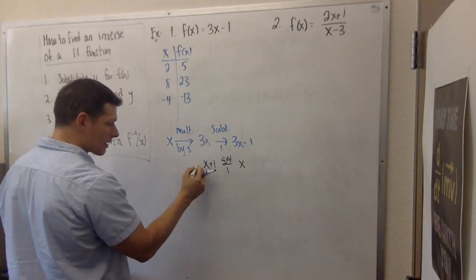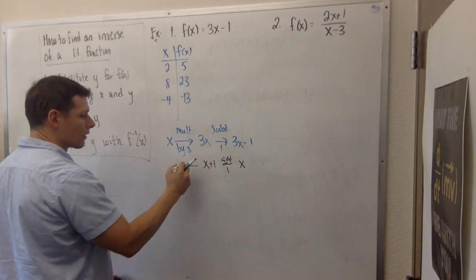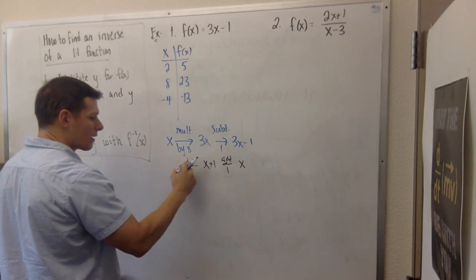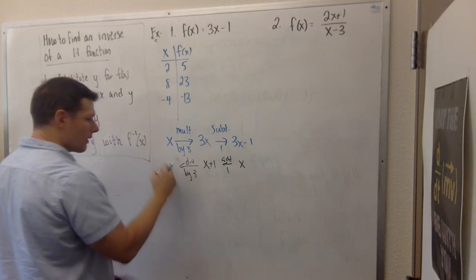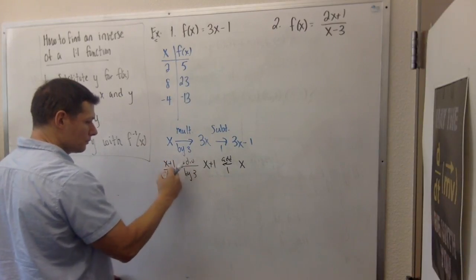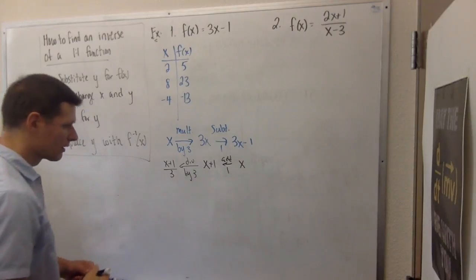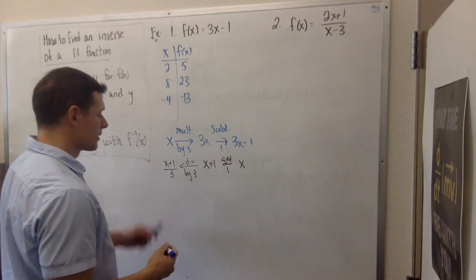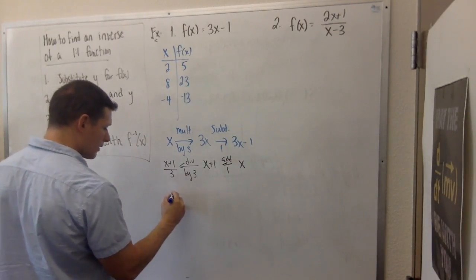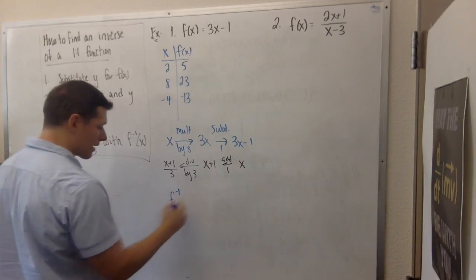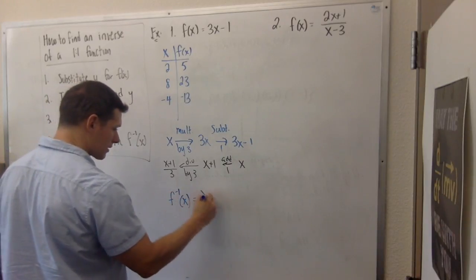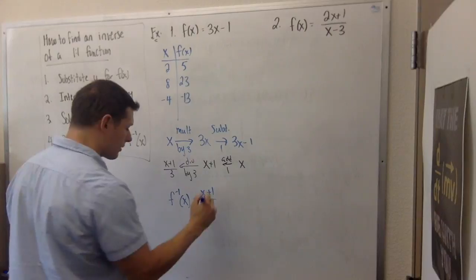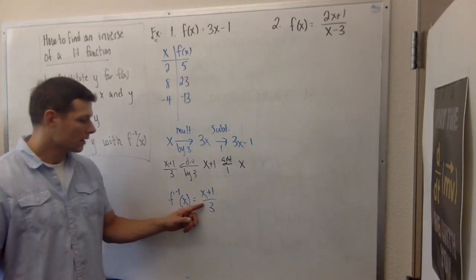And then after I take this x plus 1, we want to undo multiplying by 3, which would be dividing by 3. And that would give me x plus 1 all divided by 3. Now let's see if that's actually what's happening here. Suppose I describe that as my inverse function: f inverse of x is x plus 1 divided by 3. Let's take a look.